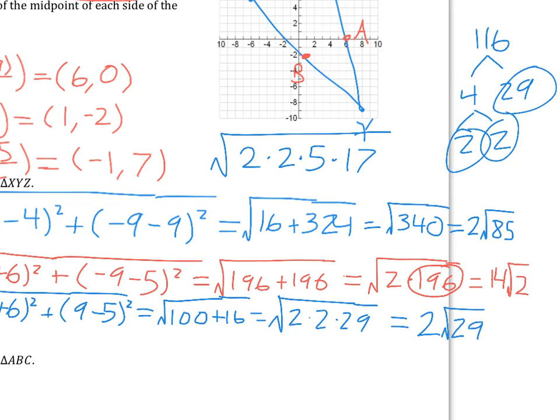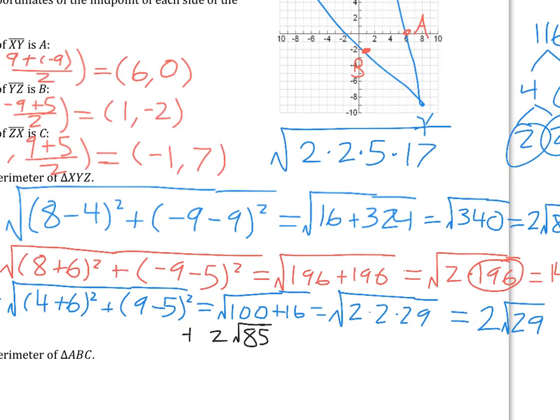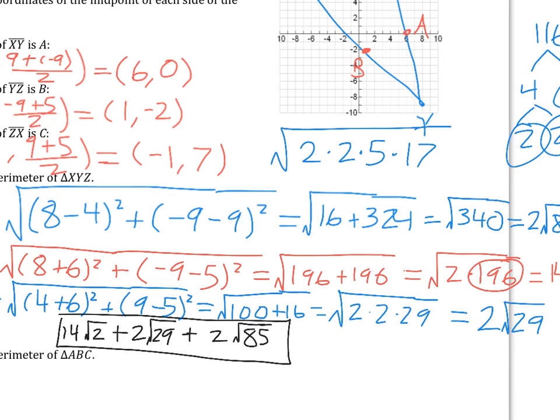And there's your third segment, and then the answer will be, we have to add all three of those together. 2 rad 85 plus, and actually, the smallest radical is supposed to go first if you want it to be in simplest form. So let's actually write the 14 rad 2 first, and then the 2 rad 29 goes second. So in order from the one with the smallest number under the radical to the one with the biggest radical.